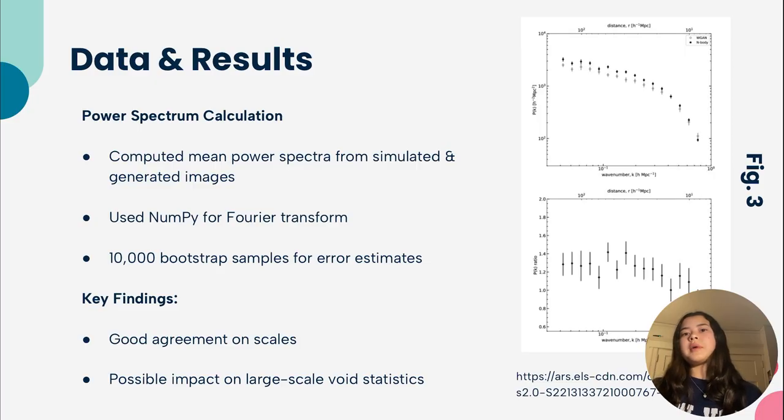And so for the power spectra calculation, they computed mean power spectra from simulated and generated images. They use NumPy for the Fourier transform of the density contrast field in the equation for the power spectra calculation. And then they used 10,000 bootstrap samples for error estimates. So the key findings were that there was a good agreement on scales, and there was a possible impact on large-scale void statistics.